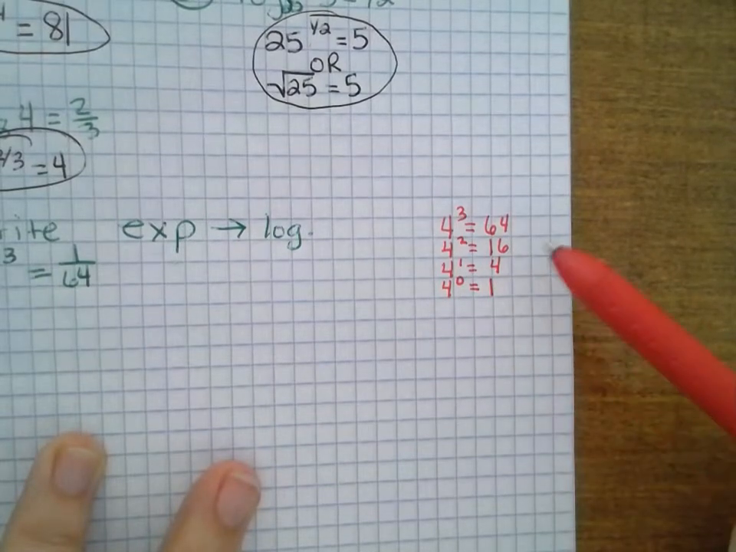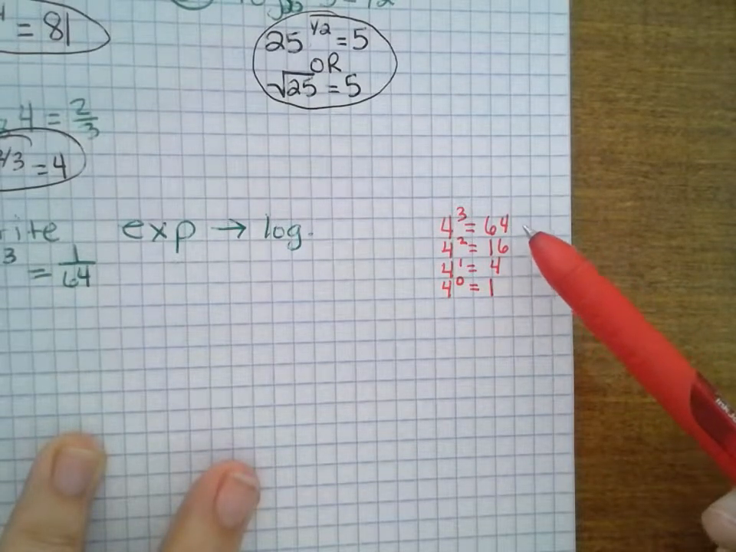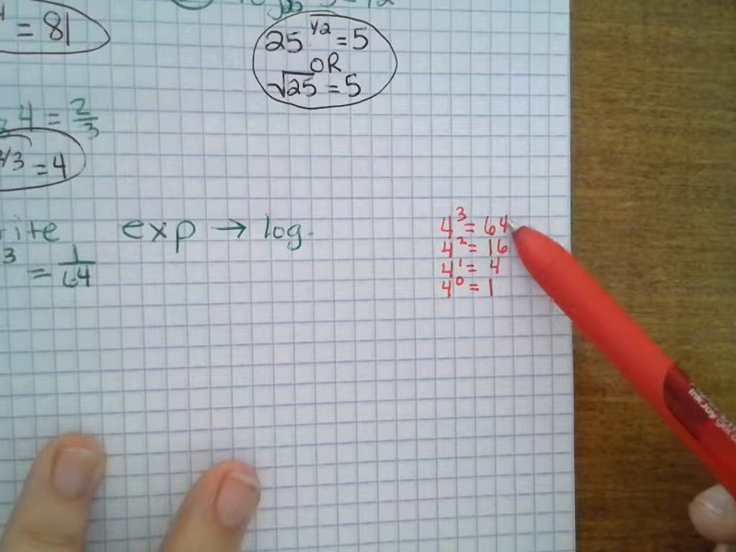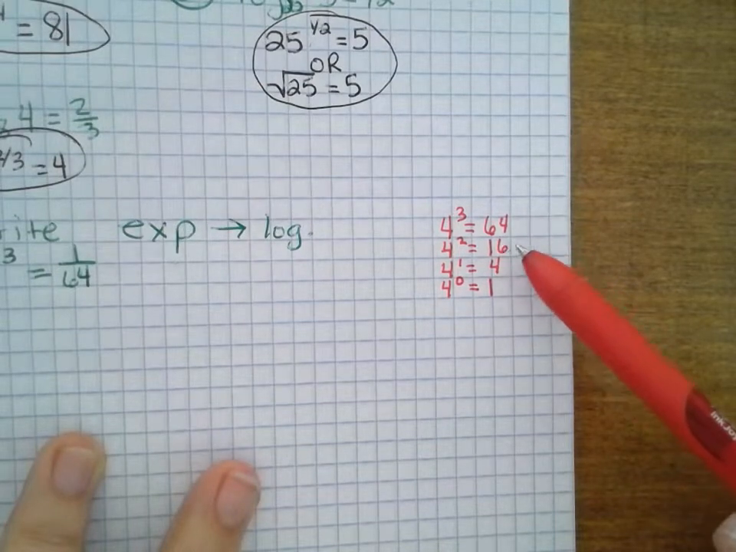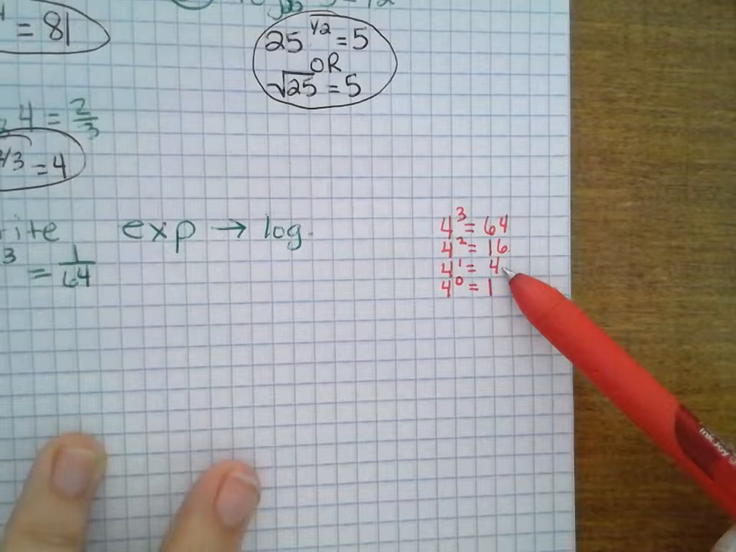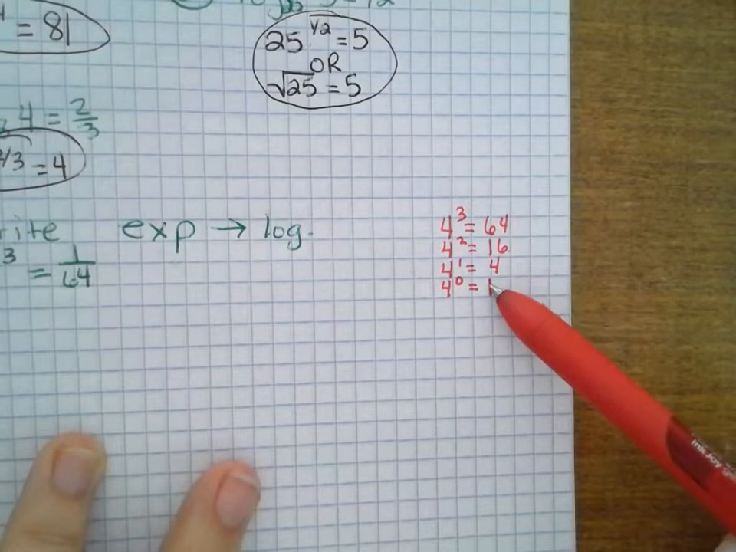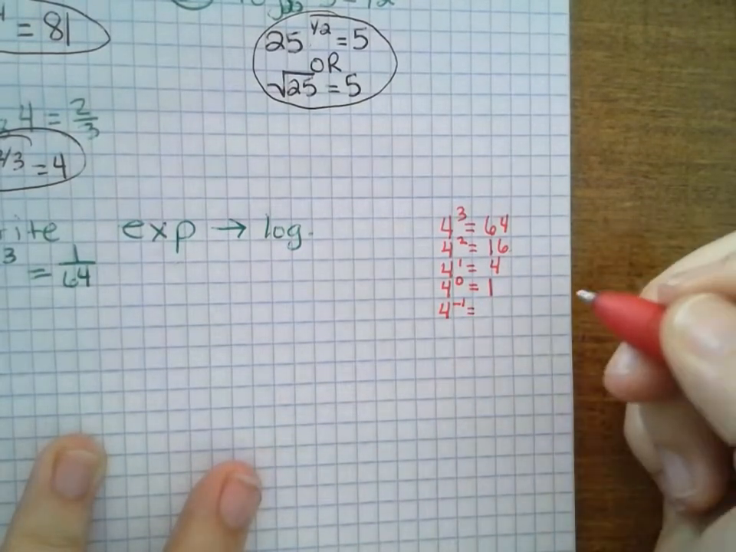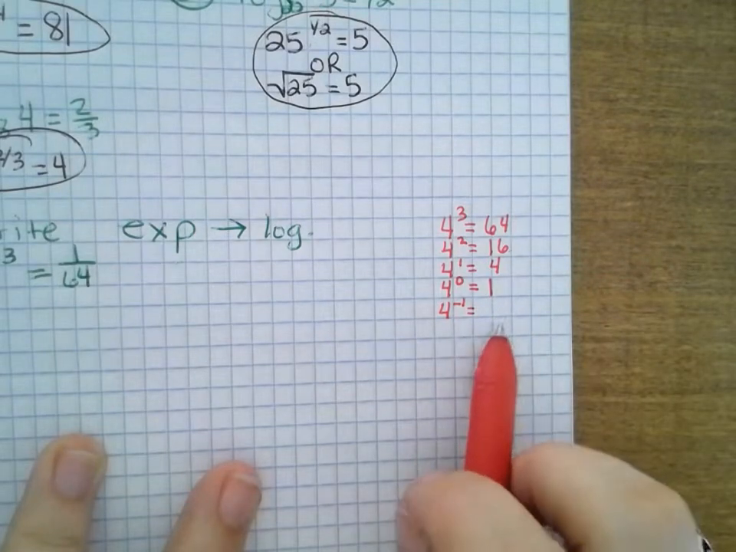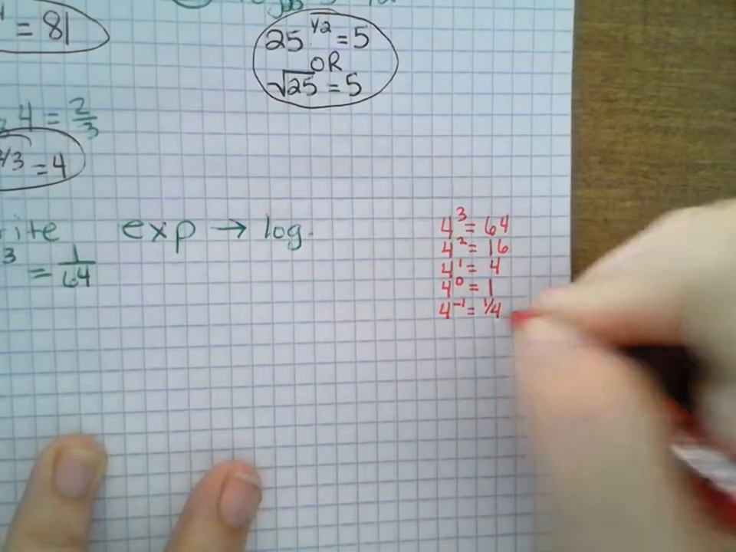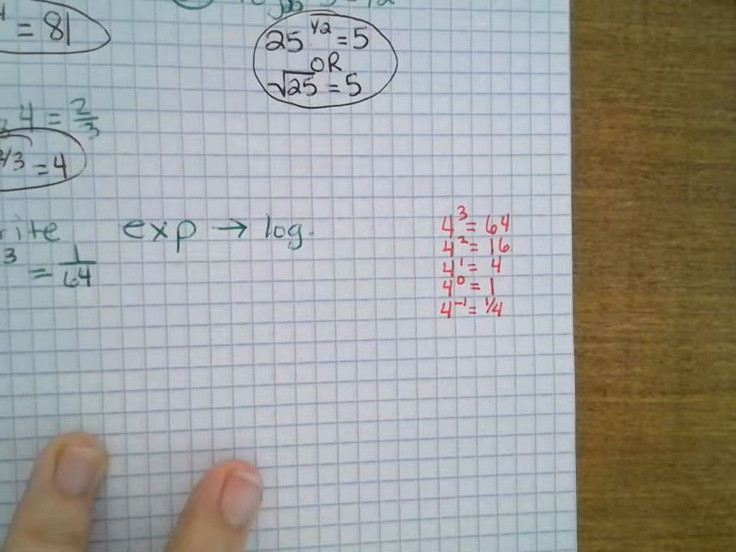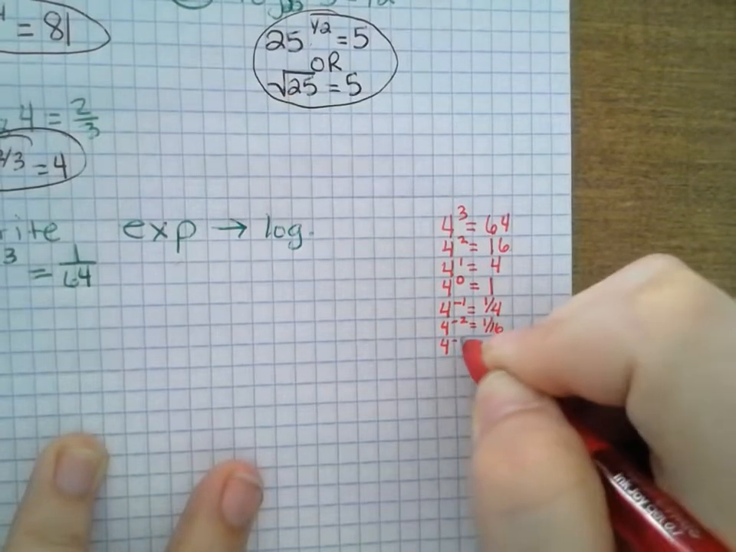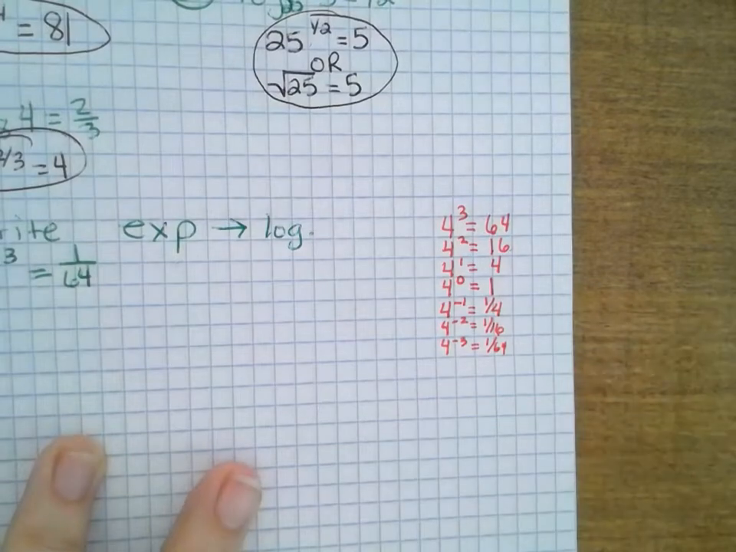Well, let's think about this. Using multiplication or division, how would I get from 64 to 16? Divide by 4. And then how would I get from 16 to 4? How would I get from 4 to 1? So, assuming that this pattern continues, because patterns typically do, what would be 1 divided by 4? And then 1/16th, 1/64th, right? Like that, it doesn't mean that it's negative.